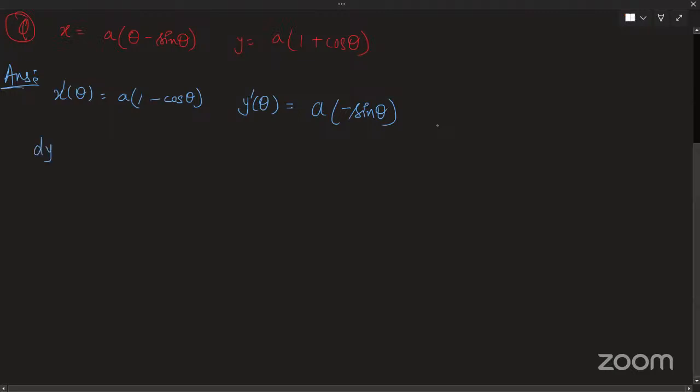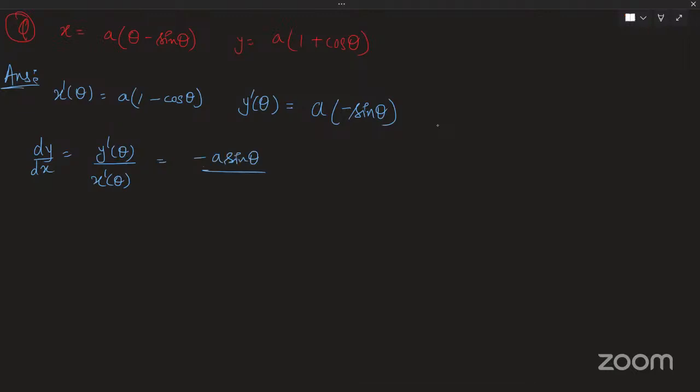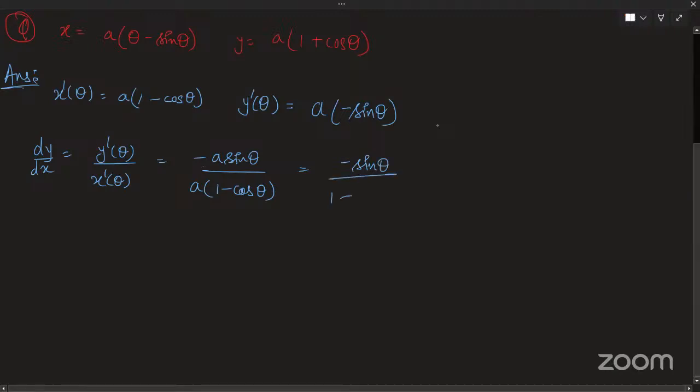So now the value of dy by dx is y dash theta divided by x dash theta, right? So it's minus a sine theta divided by a into 1 minus cos theta. The a gets cancelled. You are left with minus sine theta divided by 1 minus cos theta. Fine. If you wish, you can leave the answer as it is.